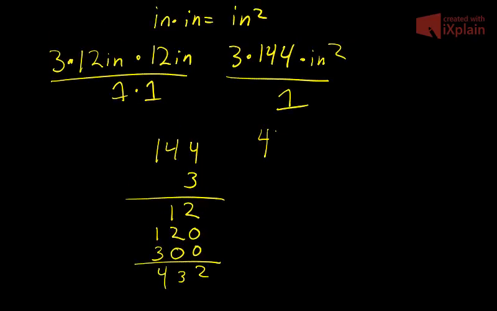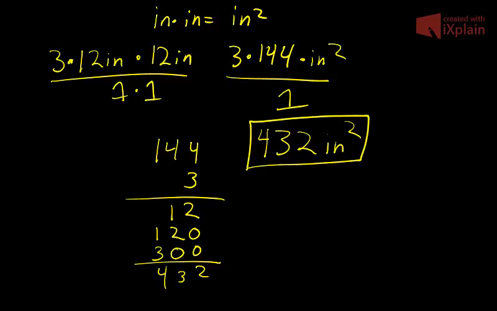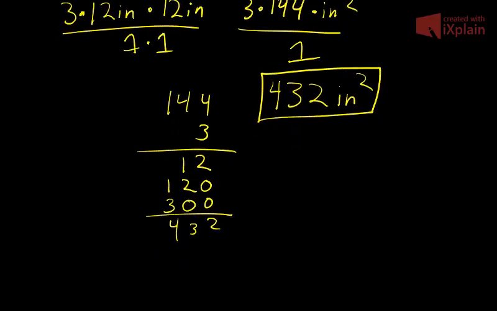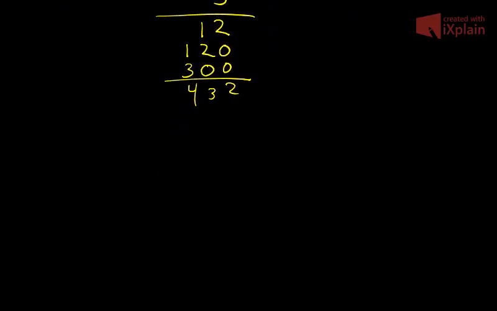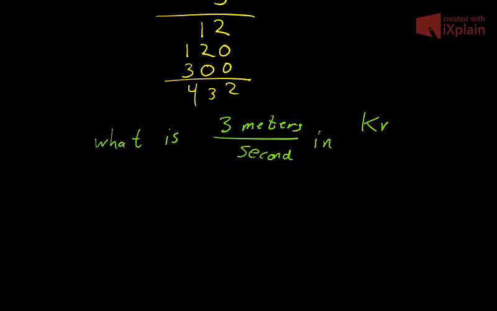So that would be 432 inches squared would be how big 3 square feet is in square inches. So now that we have that, there's one more kind of problem I want to show y'all, which is where we actually start with 2 different kinds of units. So I want to know what is, let's do 3 meters per second in kilometers per hour.